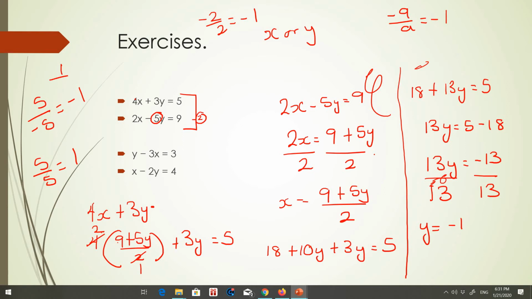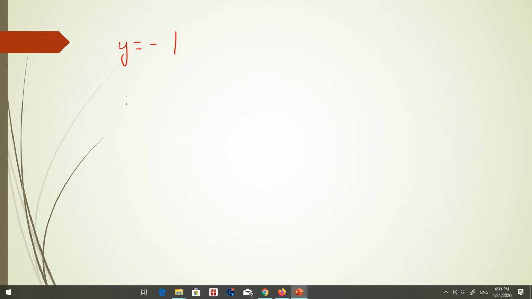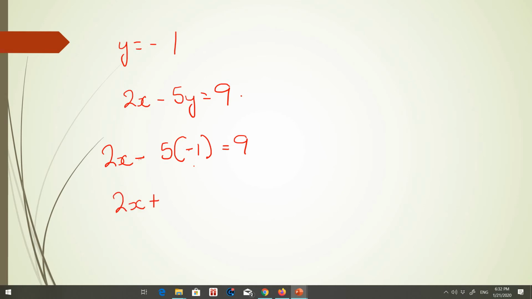2x minus 5y equals 9. Y is minus 1. So this is going to get interesting. 2x minus 5, what's the value of y? Minus 1. Equals 9. Now, the value of y is minus 1. So, because this is minus and this is minus, minus multiplied by minus gives you plus. So we have 2x plus 5 equals 9.